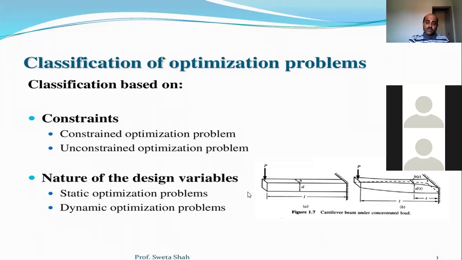The second one is the nature of design variables. Based upon the nature of design variables, we can have two: one is a static optimization problem, and the second one we call dynamic optimization. Static means, whatever design variables you have identified and defined, if they do not change with respect to time, then it is said to be a static design variable, and such problems we call static optimization problems.